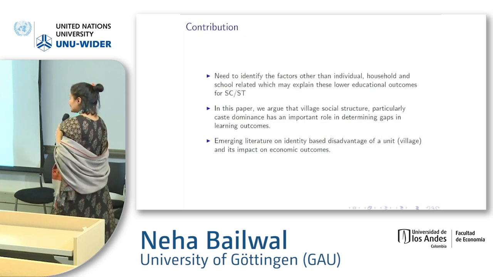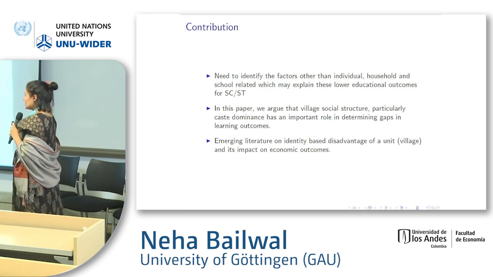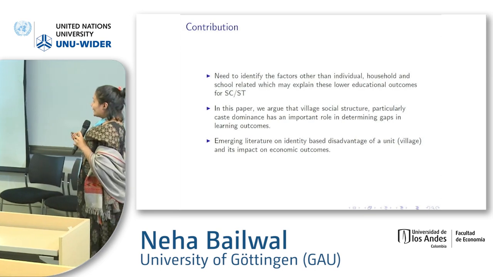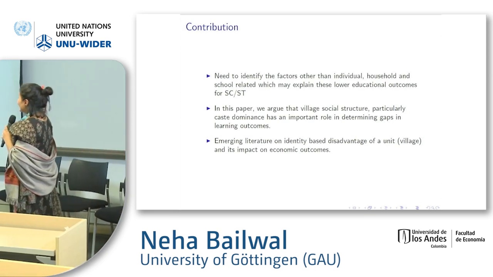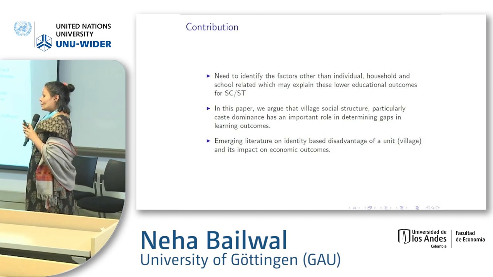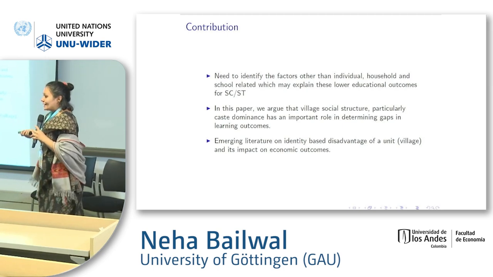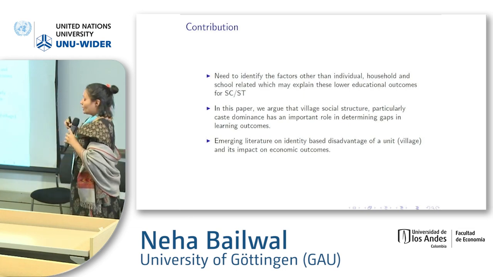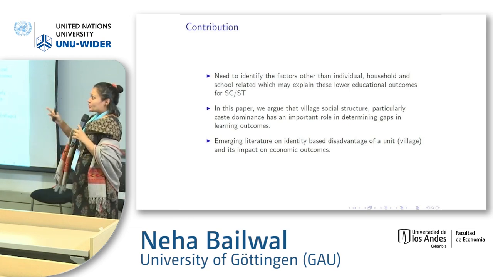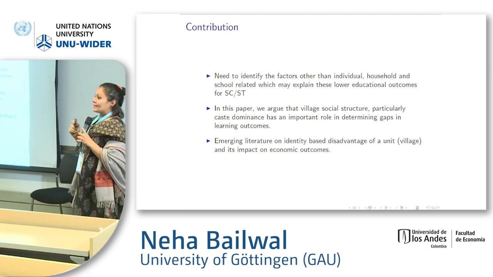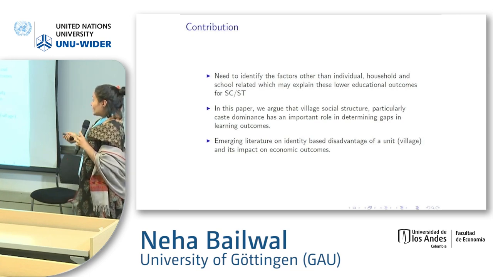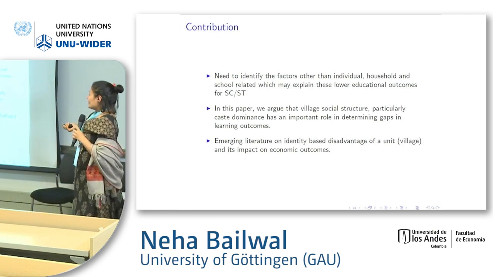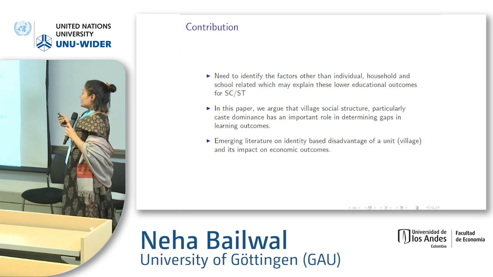While we believe that certainly these are important factors to understand these gaps, we still feel that this gives a very limited explanation. In this paper, we are trying to argue that it's the village social structure that also plays a very important role in understanding the low learning levels of these two marginalized groups. By village social structure, I mean, assume that we have a neighborhood. Which group is dominant in our neighborhood, and can that determine the learning outcomes of these marginalized kids? With this, we are making a contribution to the literature by looking at this new factor, which is the village social structure.